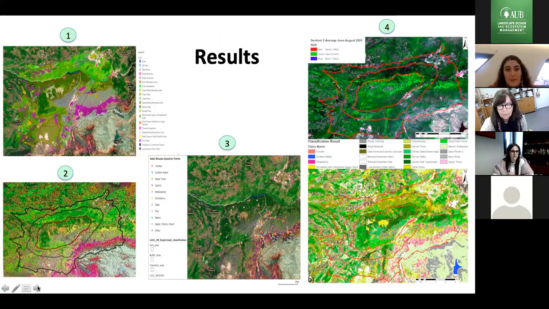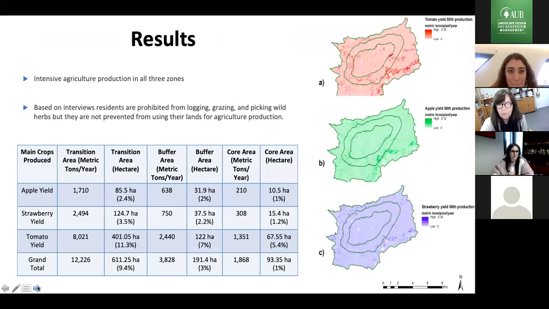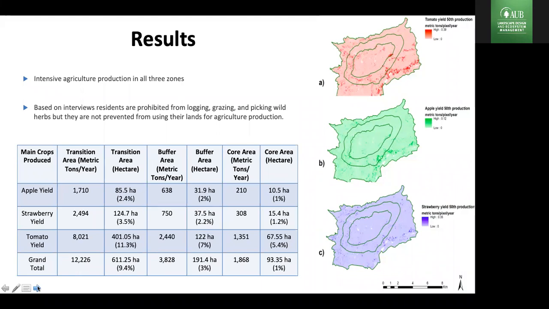The next one. Yeah, I think this is a very important slide, which in my opinion, you went over very fast. Can you elaborate a little bit for the audience about these findings, because they are very interesting in terms of how much money they generate and how much production they generate and where they are located primarily. At least for the tomato, I think at the time you focused on that. Yeah, tomato, apples, and strawberries.